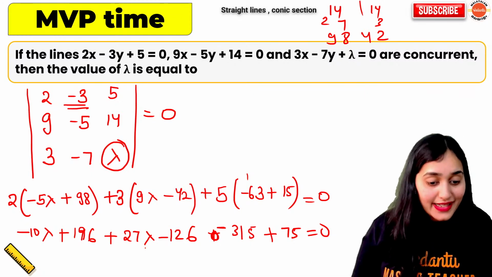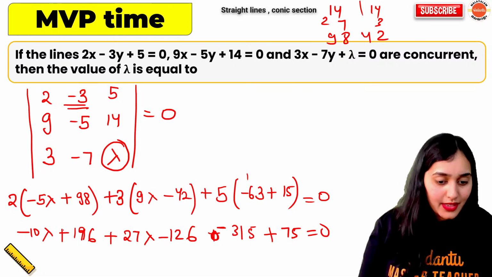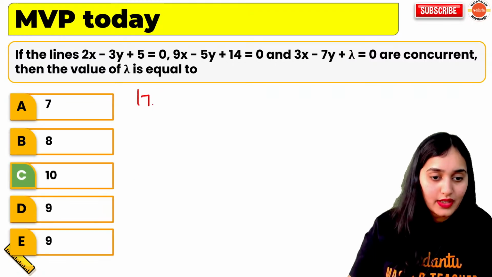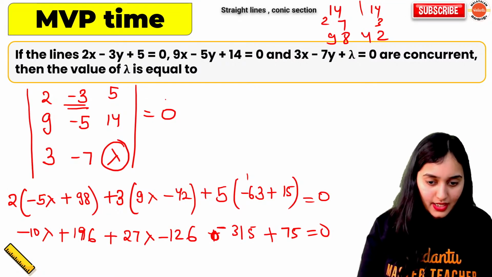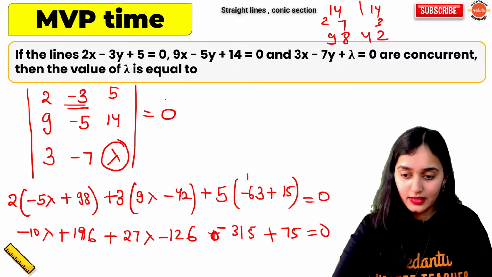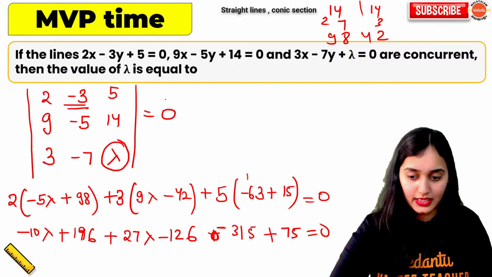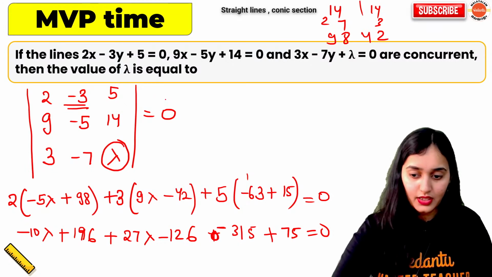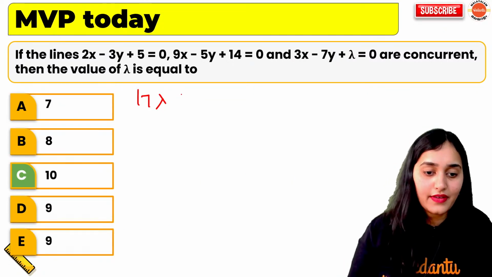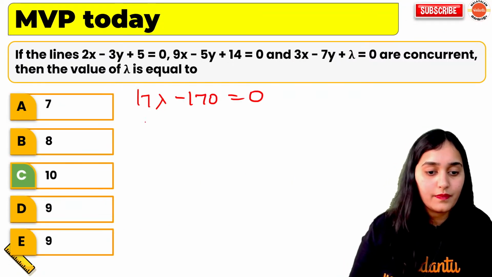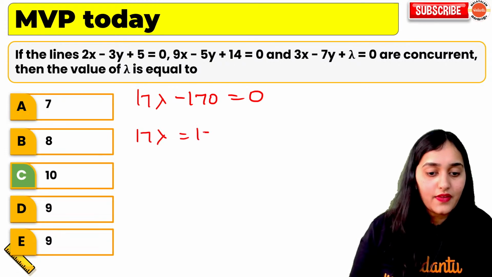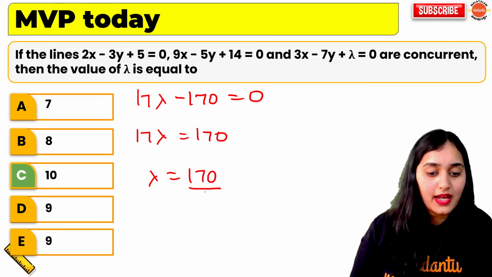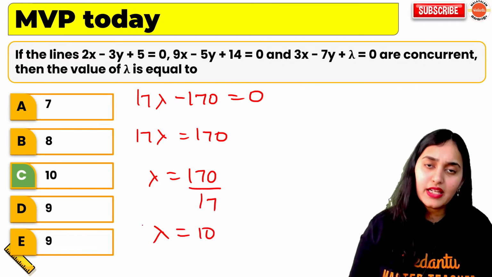Simplify it. 27 lambda minus 10 lambda is 17 lambda. So we have 17 lambda, and the remaining values we will just calculate how much we are getting. We are getting 196, 126, 315 and 75. We are getting minus 170. Minus 170 equals 0. So 17 lambda is 170. Lambda is 170 by 17. So lambda is 10.